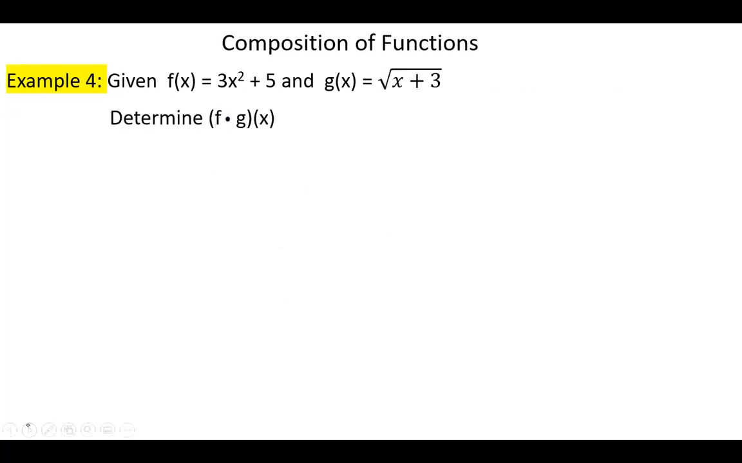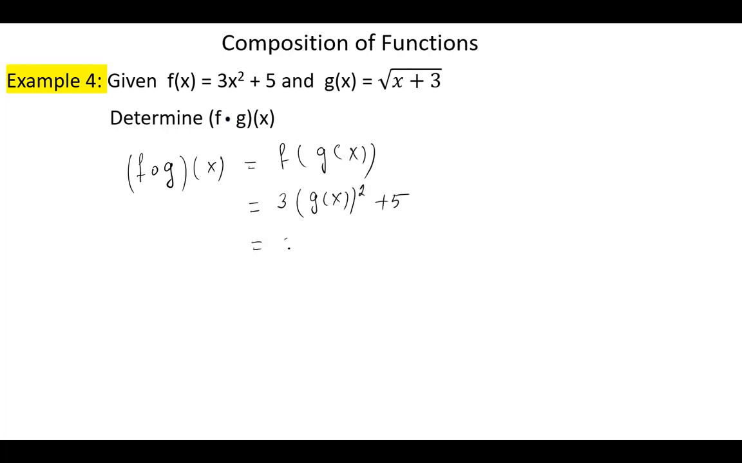And as a last example, given f of x equals 3x squared plus 5 and g of x equals square root of x plus 3, determine f compose g of x. (f compose g) of x equals f of g of x, which is 3 times g of x squared plus 5. 3 times the square root of x plus 3, all squared, plus 5, which is 3 times (x plus 3) plus 5, which is 3x plus 9 plus 5, which is 3x plus 14.